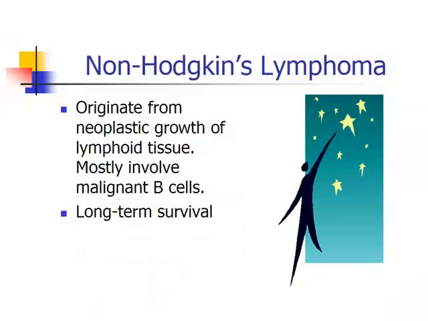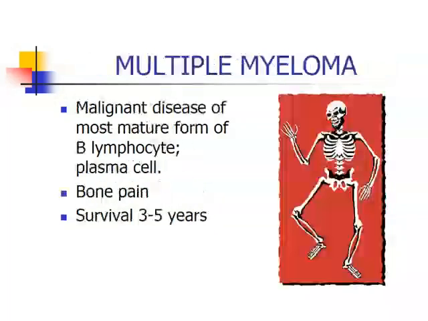Non-Hodgkin's lymphoma originates from the neoplastic growth of your lymphoid tissue. It mostly involves your malignant B cells. This has a fairly long-term survival. With both of these, the older you are when this develops, the better the prognosis. Multiple myeloma is a malignant disease of the most mature form of the B lymphocyte, the plasma cell.